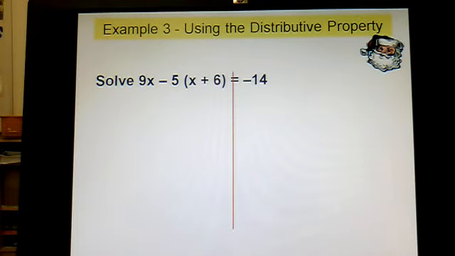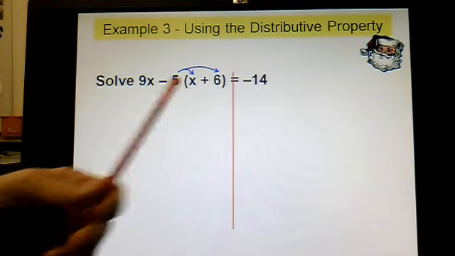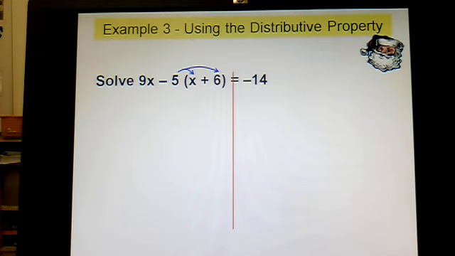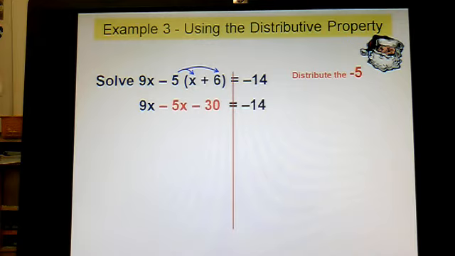Alright guys, I'm back. Hopefully you had the courage to try this one. A little different than the other ones. You've got parentheses on here. Typically you want to simplify the parentheses if you can first, which is why we learned the distributive property in the last chapter. So it's not 5 times x, it's negative 5 times x. So hopefully you're getting negative 5x, and then negative 5 times 6, negative 30 as your first step.